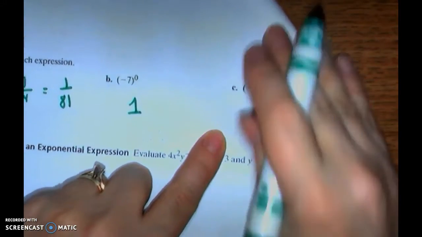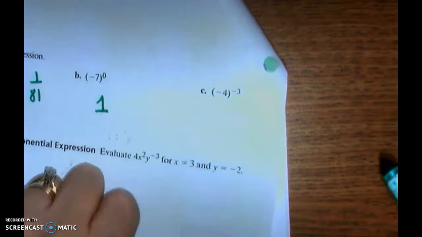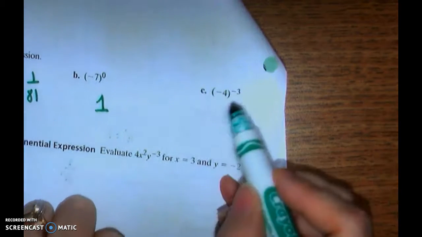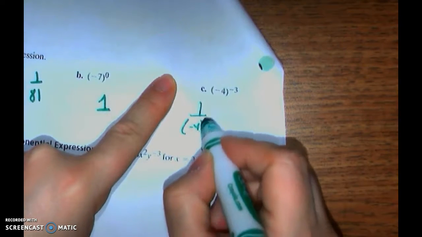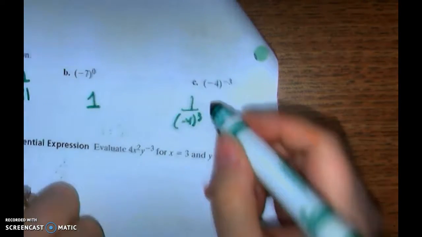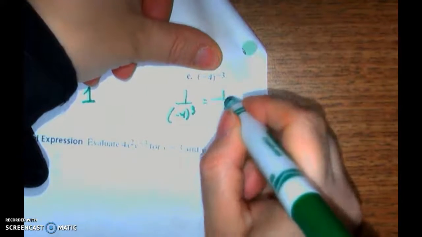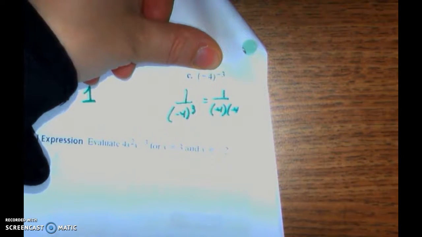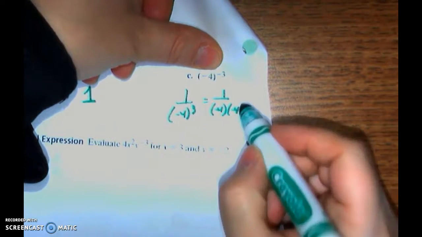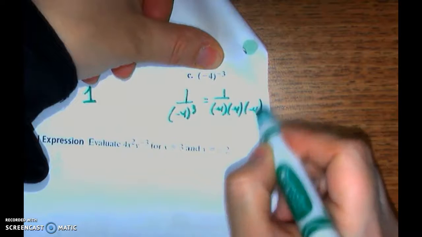Becomes a little trickier here. Negative 4 to the negative 3rd becomes 1 over negative 4 to the 3rd. Think about what that means: 1 over negative 4 times negative 4 times negative 4.